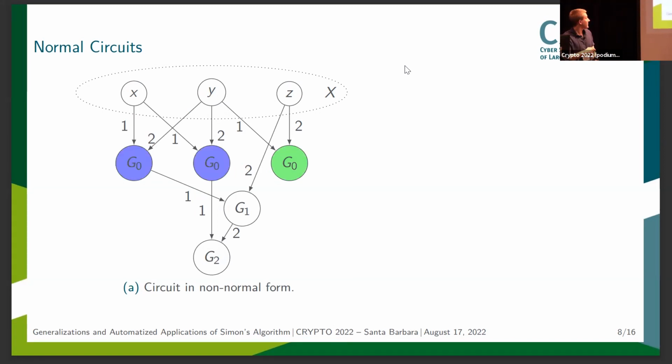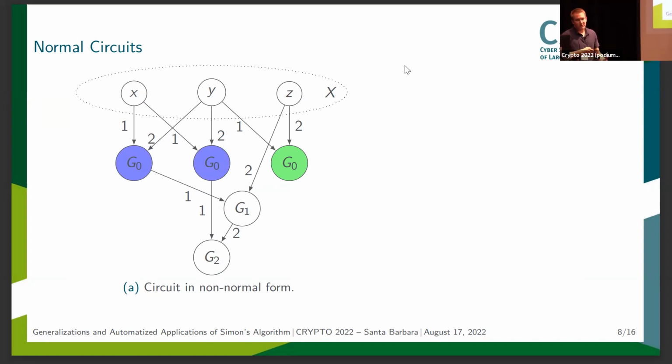And then there are two other nodes. Both are labeled with G0, so they both compute the same function. And they also have both the same inputs. So again, it makes not really sense to do this like this. So we don't want to do this.